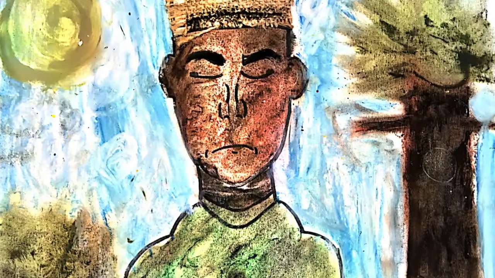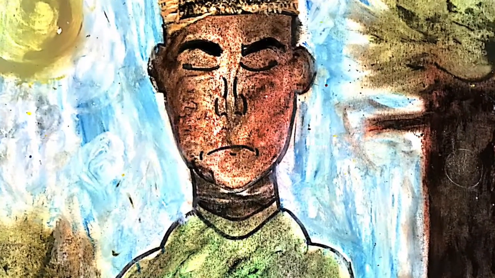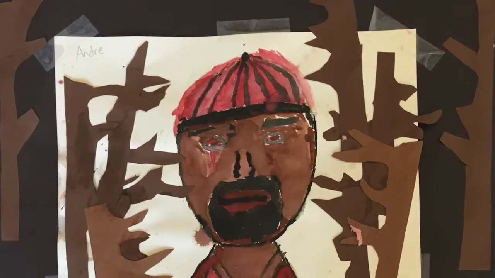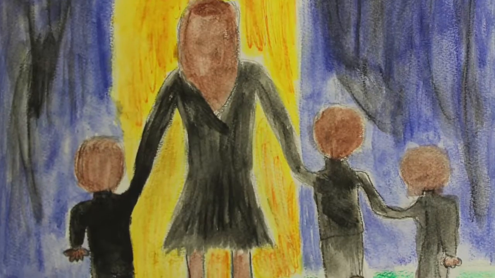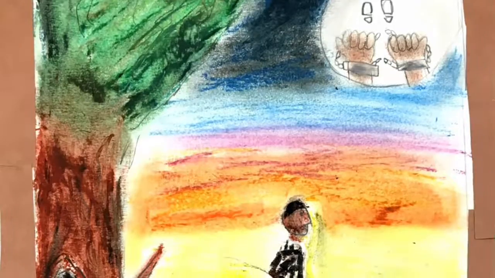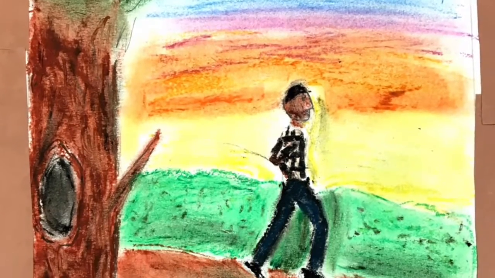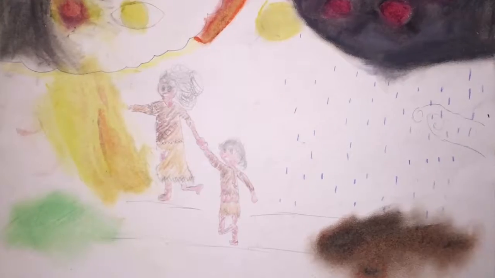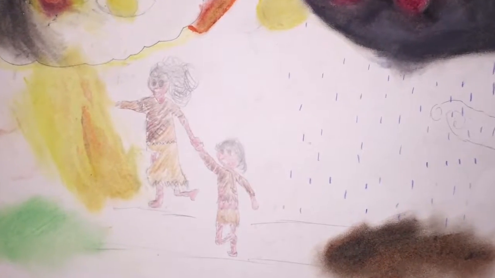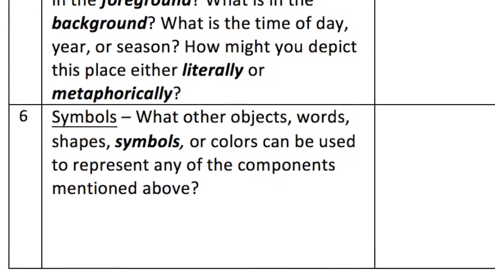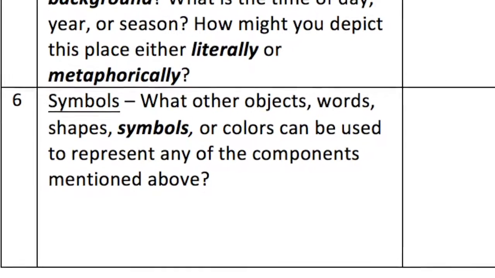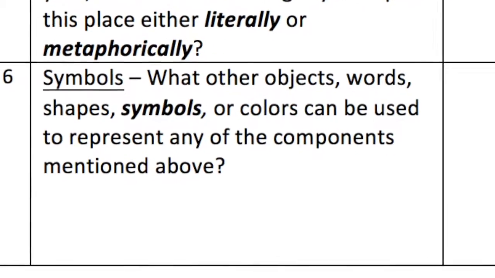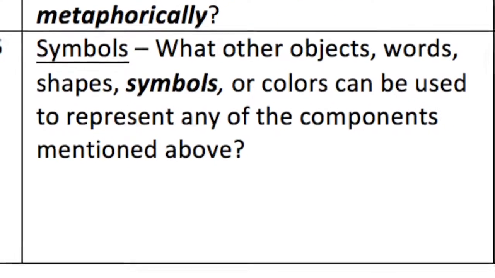which are, depending on your art activity, if you want them to focus more on portraits, this would be a good time to talk about it, which is a close-up or just image of an individual or a family. Or you could talk about landscapes, action, scenes, other elements of composition that students could introduce. And symbols is the final, number 6 on the worksheet, symbols. So what other symbols, objects, words, shapes, colors can be used to represent any of the components mentioned above.